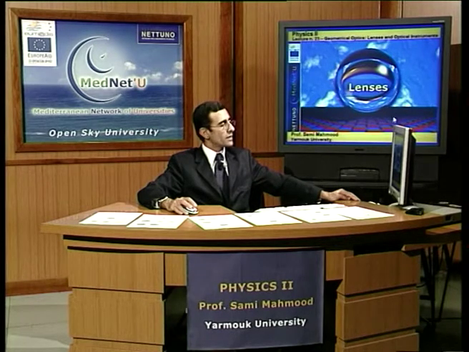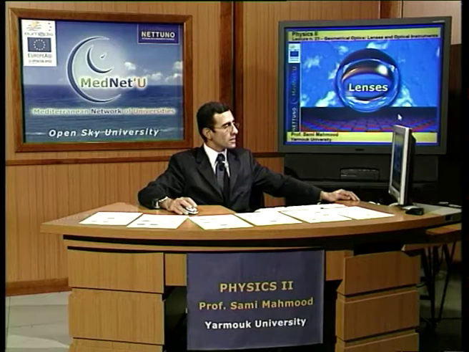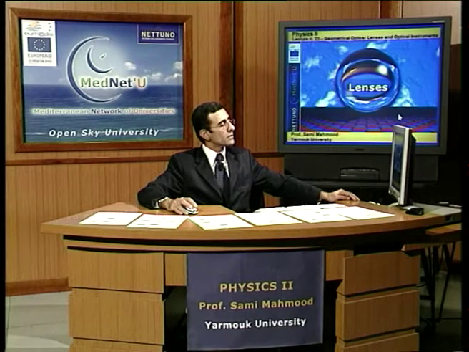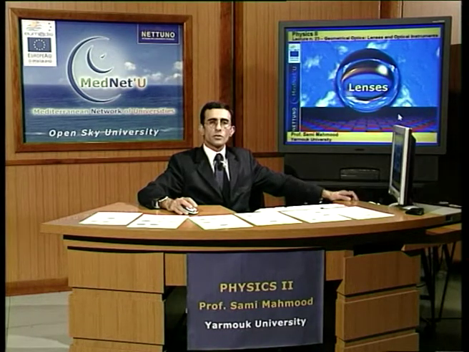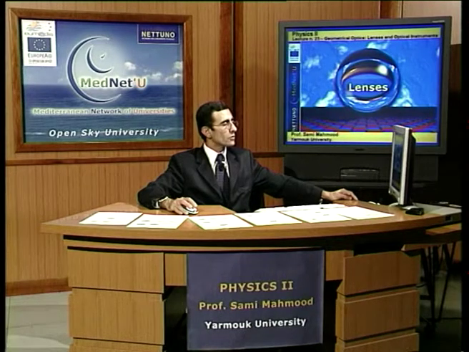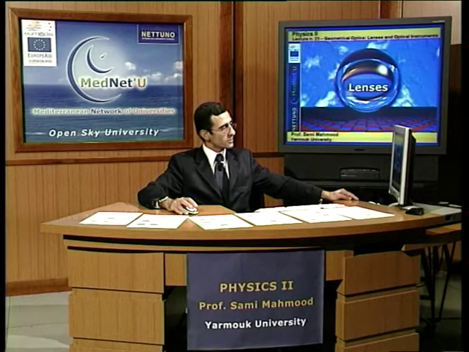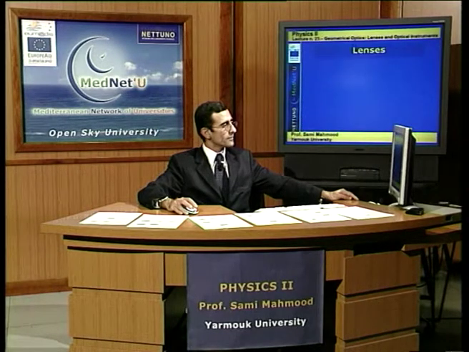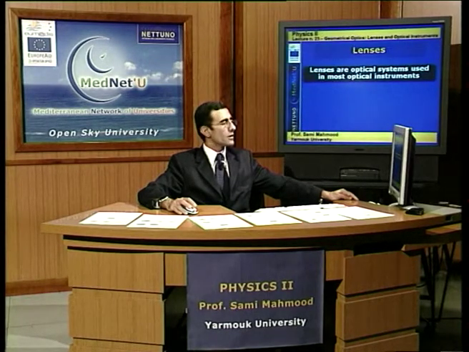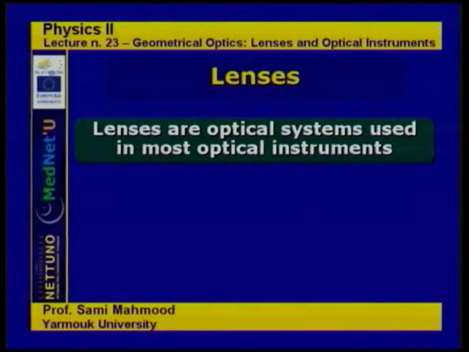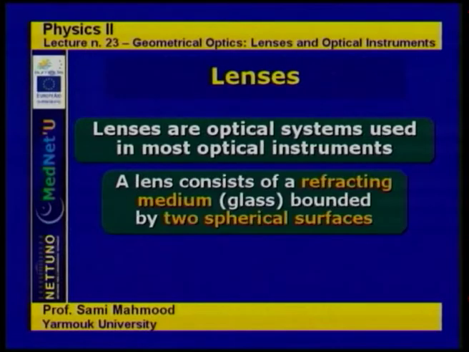And now, after talking about this component, we move to talk about lenses, which are some of the most important components of optical instruments. In the previous lecture, we talked about spherical mirrors, which could also be important in optical instruments. And now we talk about lenses, the second important set of components of the optical instruments. Lenses are optical systems that are used in most optical instruments that are known.